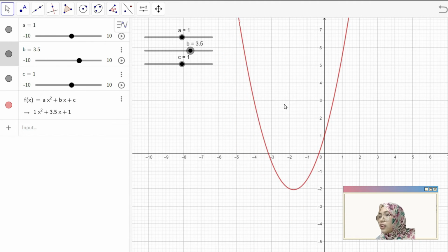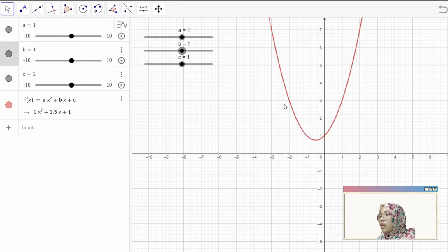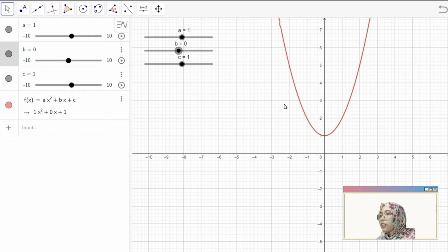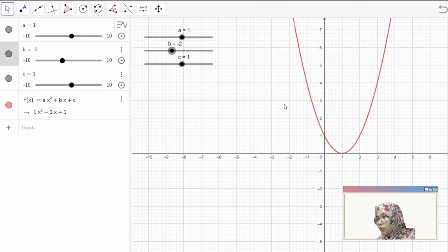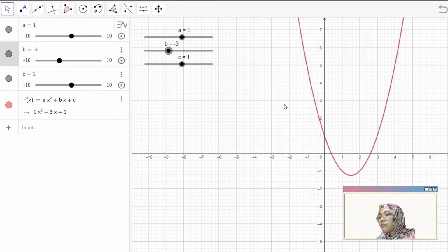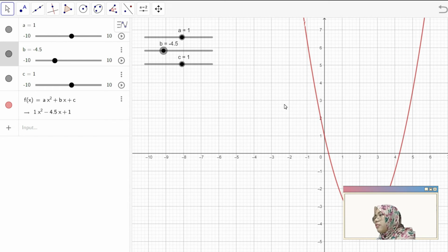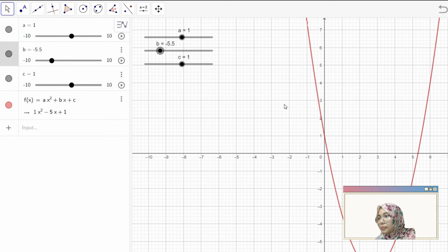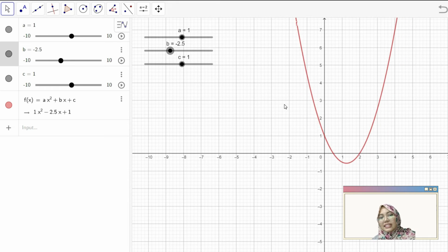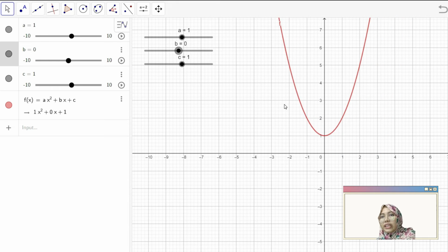And when we decrease the value of b to become, for example, less than 0, you can see that the vertex of the graph has moved to the right side of the y-axis. So here, we can see that the changes in the value of b will affect the position of the vertex of the graph with respect to the y-axis. So now I will manipulate the values of c.